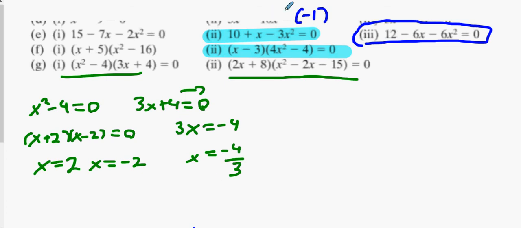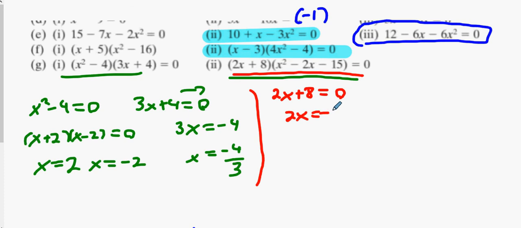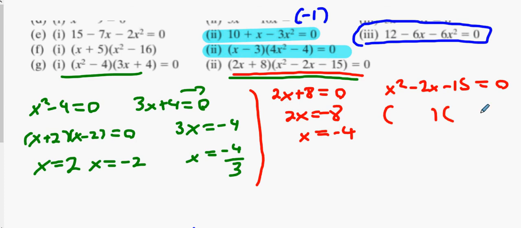Cleveland, what do you think about the other one? Highlighting in red now. What do you think of this one? 2x plus 8 equals 0. 2x equals minus 8, which is x equals minus 4 from that. What about the second part? Quadratic. 2 numbers that multiply to give you minus 15 but add to give you minus 2. 5 and 3. Minus 5 and plus 3. Then x equals 5. X equals minus 3. Alright.